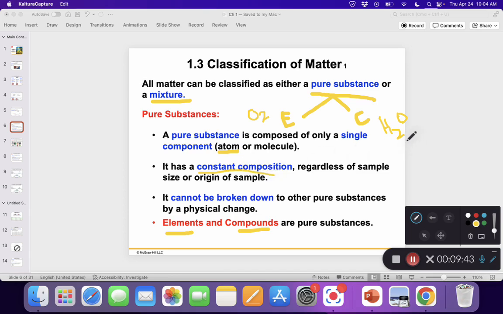It means either you get water from rainwater, or from the lab, or from the glaciers, all of them will have the composition of 2 parts hydrogen and 1 part oxygen. And we cannot break down pure substances like elements and compounds by any kind of physical change. Just by smashing water, we cannot break it down into hydrogen and oxygen.